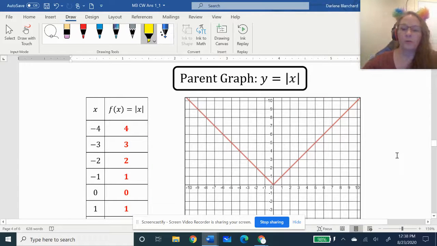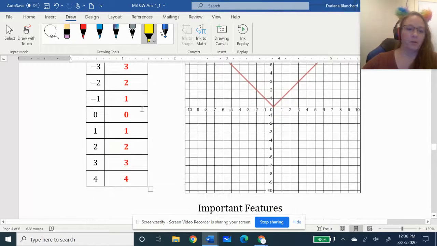You probably remember this looks like a V graph. It has a very sharp point right here. The table of values, you can read it, make sure you have the correct things.